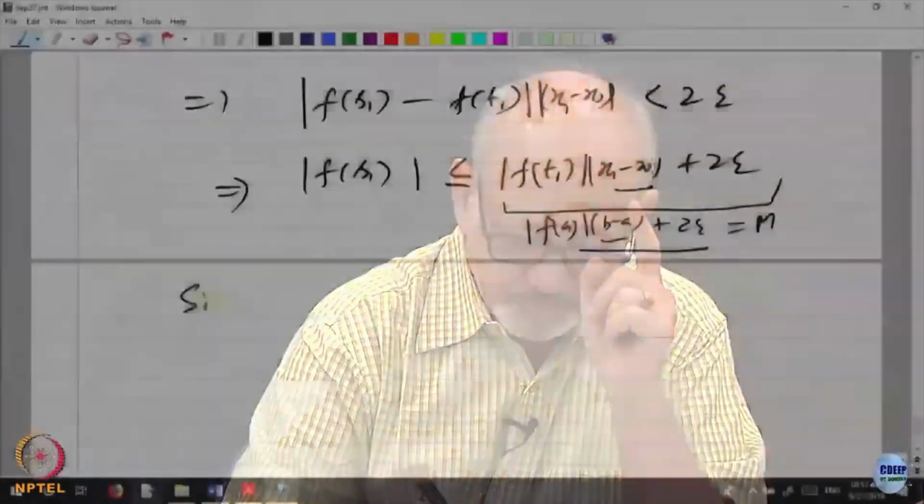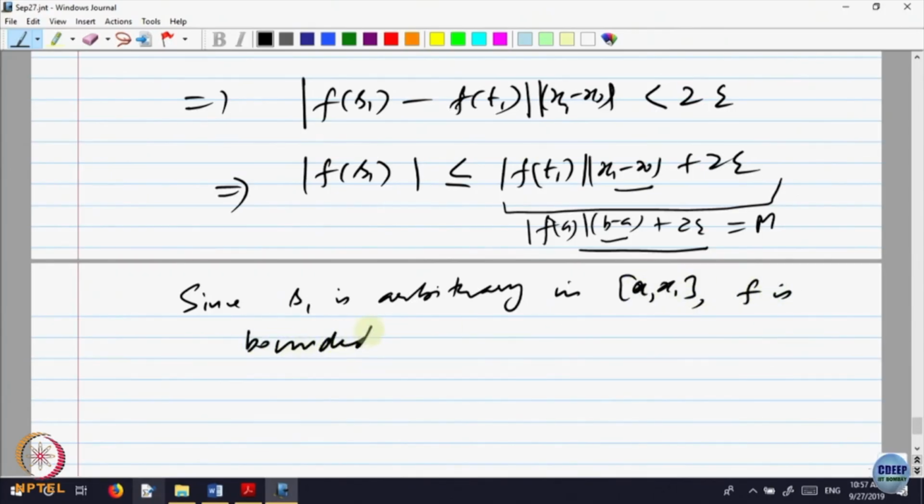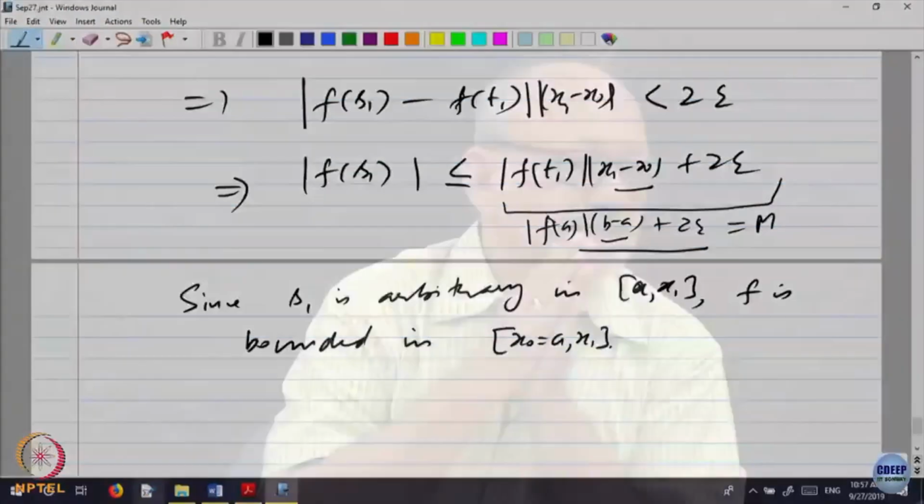right? S1 is arbitrary. So since S1 is arbitrary in the first part, that is a to x1, f is bounded in x0, that is a to x1. So what we have shown is we have found a partition.